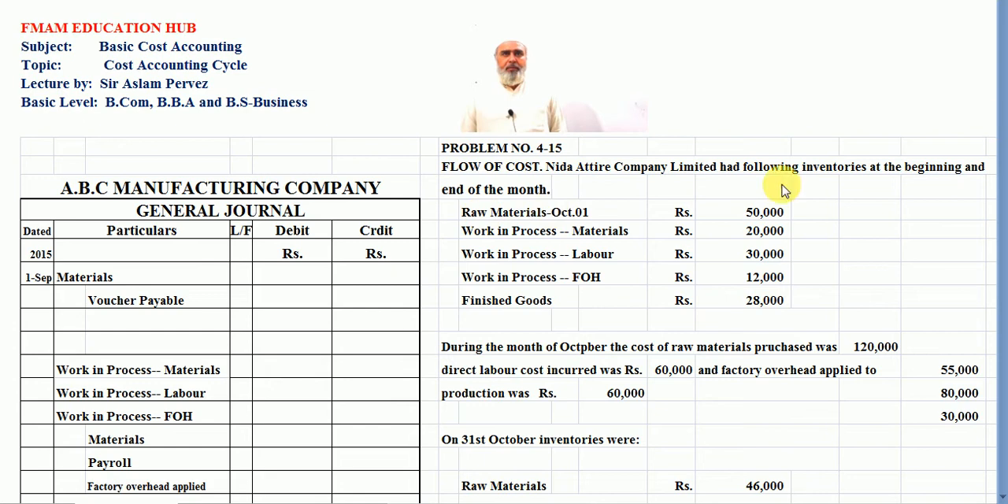Students, in this problem the opening inventories and closing inventories are given, and as well as all those costs which occurred during a month are also given, such as material purchased, use of direct labor cost, factory overhead applied, and use of material cost here.